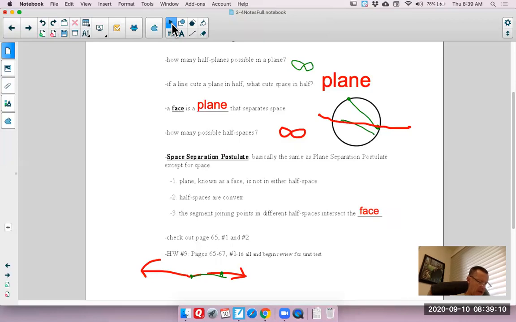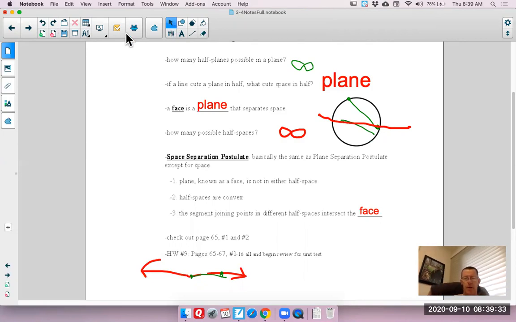Is a sphere a convex set? No, because we're just talking about the points on the sphere. The connection would go into the interior, so the answer is no. Is the space enclosed by a sphere a convex set? In other words, the interior of a sphere? Yes. Okay.